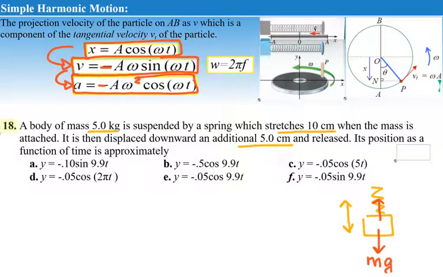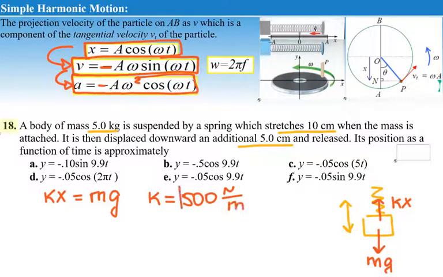Then I have the force of the spring, which is kx. The energy of the spring is 1/2 kx squared. But the force of the spring, if you remember Hooke's law, is negative kx. Because it's in equilibrium, I can set these two equal to each other. So kx is equal to mg, and by plugging in, I will find that k is equal to 500 newtons per meter, because I will need it later to calculate my frequency, so to calculate omega.